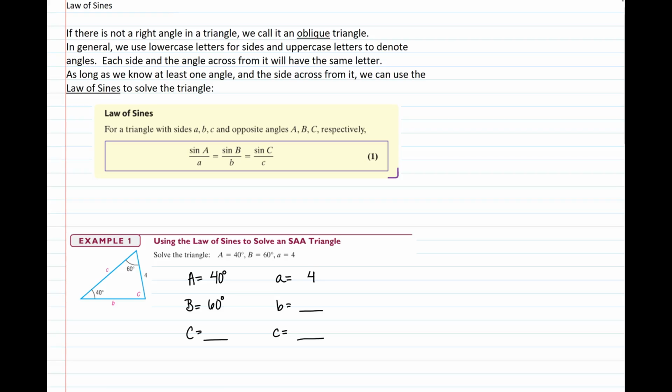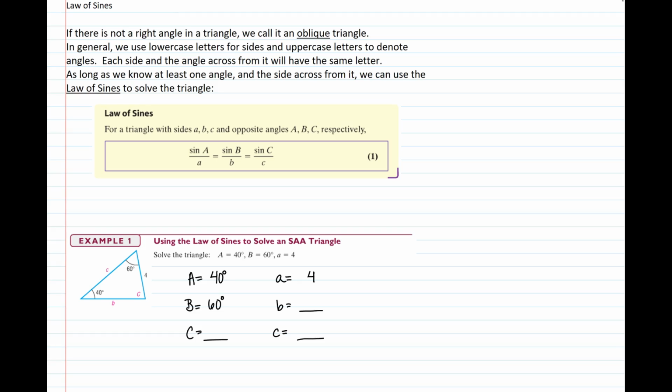Okay, let's talk about law of sines. Law of sines is basically a method or a technique that we have to solve triangles that are not right triangles. Law of sines will also work for right triangles, but when you have a right triangle, you can use SOHCAHTOA and Pythagorean theorem. If you're not dealing with a right triangle, you no longer can use those things.